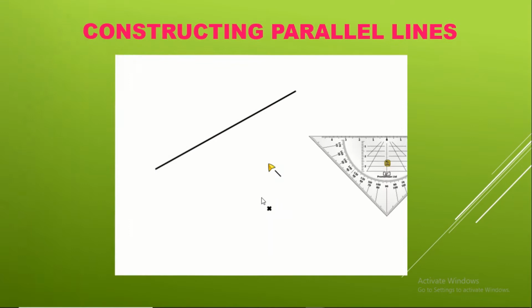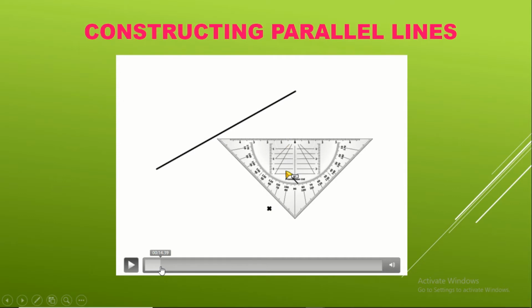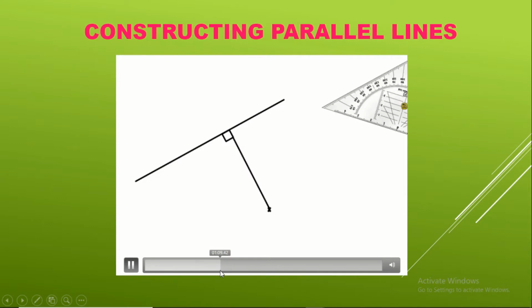Now let's construct together two parallel lines. As you see in the figure, we have here a straight line and a point through which we want to draw a line parallel to this one. First of all, we put our set square. We need to construct a perpendicular to this line, and then we will construct another perpendicular. The set square should be aligned to the straight line and exactly passing through this point. Now we can draw the perpendicular to this line, and then we're going to draw a perpendicular to it through this point.